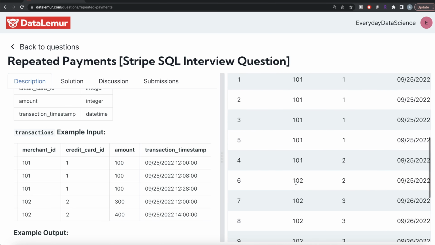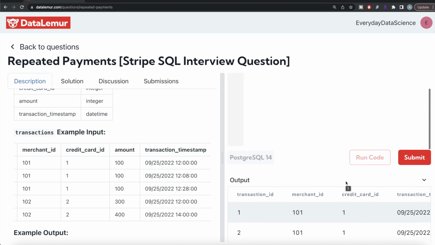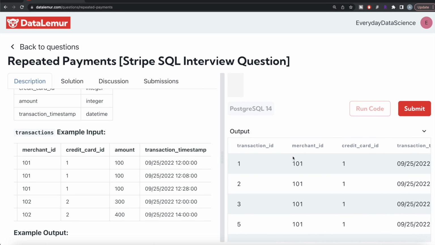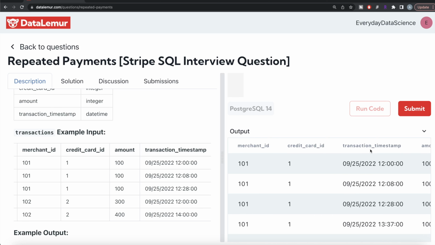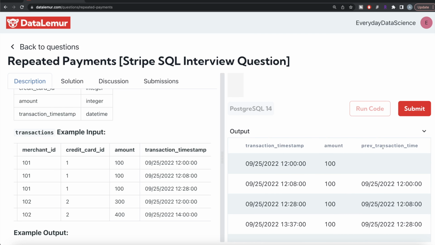Now here, if you see, this is changing. So same merchant ID, but credit card ID is changing, right? So this is going to be included in a second partition, because we are partitioning by 3 different columns. So merchant ID, credit card ID, and amount, when they are the same, that is going to be one partition, and there we are calculating the lag, so the previous transaction time, right?